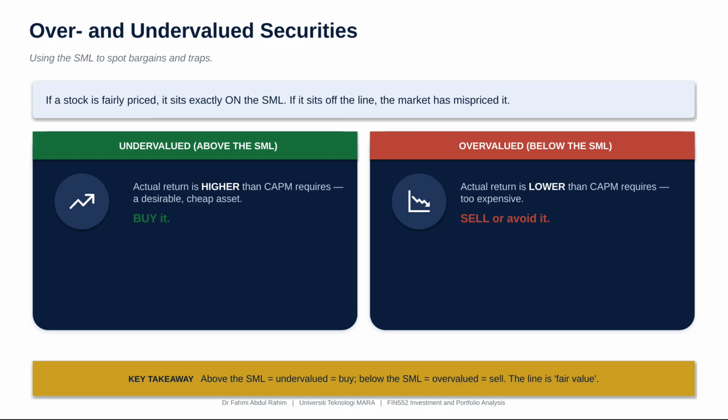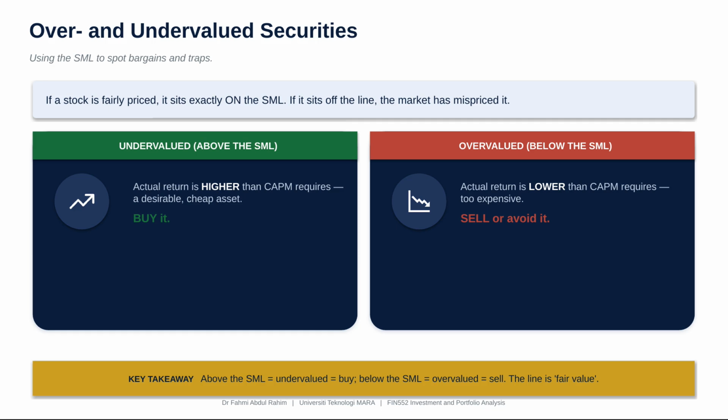Now we reach the practical payoff of the whole chapter, using the security market line to spot bargains and traps. The principle in the blue box is simple and powerful. If a stock is fairly priced, it sits exactly on the SML, earning precisely the return that CAPM says its risk deserves. But if a stock sits off the line, the market has mispriced it, and that is your opportunity.